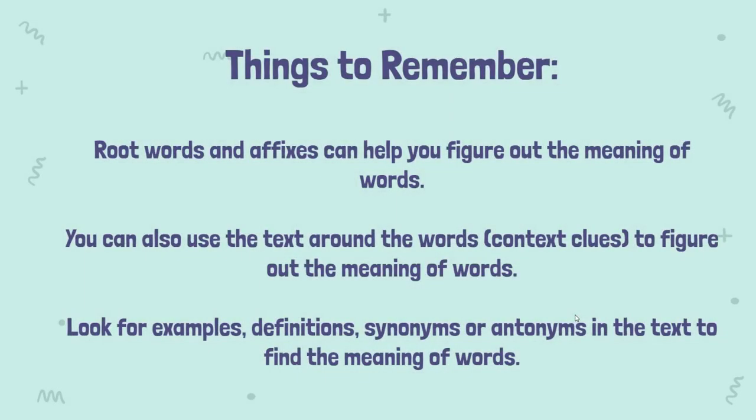Okay, so some things to remember. Root words and affixes can help you figure out the meanings of words. So if you break down those parts, you can get an idea of what that word means. You can also use the text around the words, or those context clues, to figure out the meaning of words. Also, look for examples, definitions, synonyms, or antonyms in the text to help you find the meanings of words. So hopefully this will help you when you're trying to figure out the words in a story or in a text.